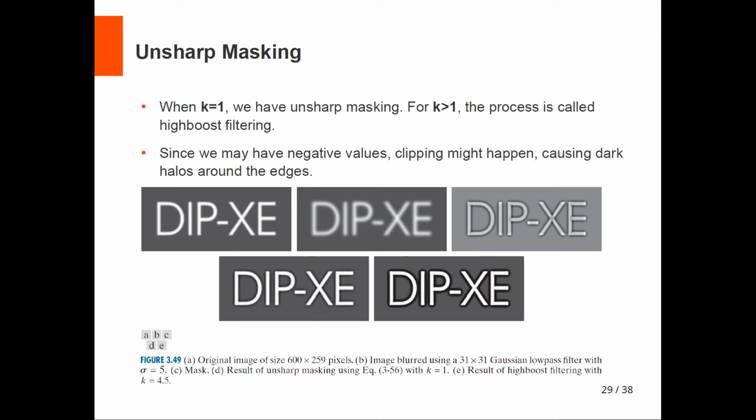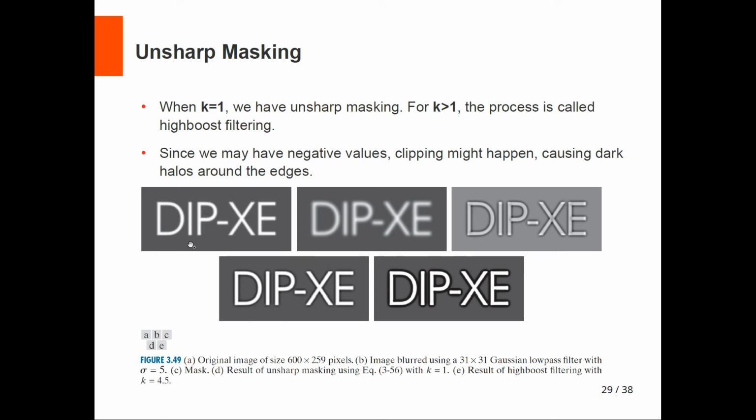So if the value of k is 1, this is called unsharp masking. For values of k greater than 1, the process is usually called high boost filtering. So you see an example of this technique in the following figures.